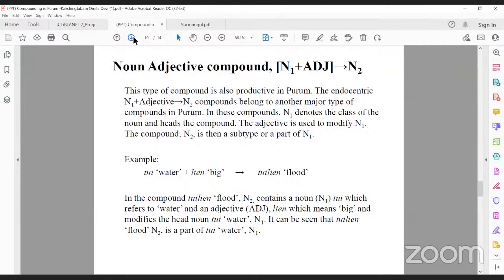Next slide. Noun adjective compound. This type of compound is also productive in Purum. The endocentric N1 plus an adjective compounds belong to another major type of compound in Purum. In this compound, N1 denotes the class of the noun and heads the compound. The adjective is used to modify N1. The compound N2 is then a subtype or a part of N1. Example, tree water plus lien, big flood. In the compound, flood N2 contains a noun N1, tree water, and an adjective lien, which means big, and modifies the head noun tree water N1. It can be seen that flood N2 is a part of tree water N1.